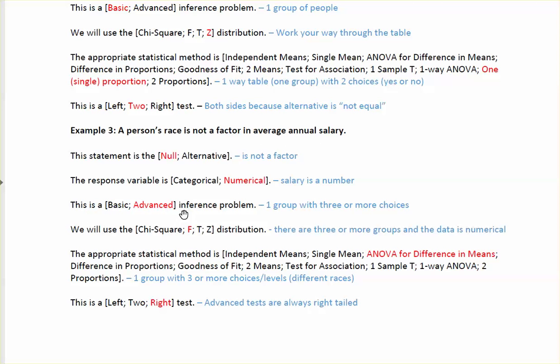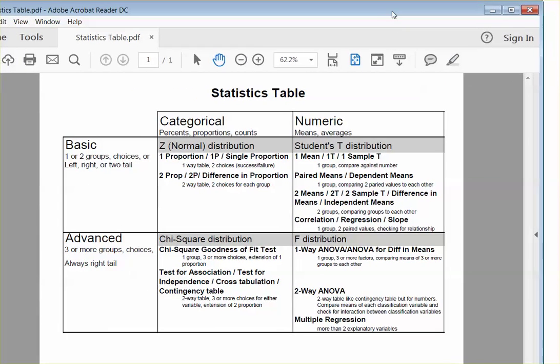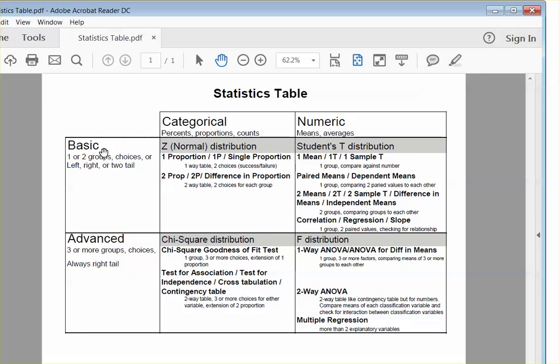But is it basic or advanced? It actually is advanced because the group is a person's race. Well, if you think about race, there's a lot of different potential races, definitely more than 2 races. I mean, yeah, you might say, oh, black, white, but there's all different colors, and you would have lots of different things that you would have to include in here. So definitely it's one group, which is people, but then the race is the 3 or more choices, because there's lots of different choices.